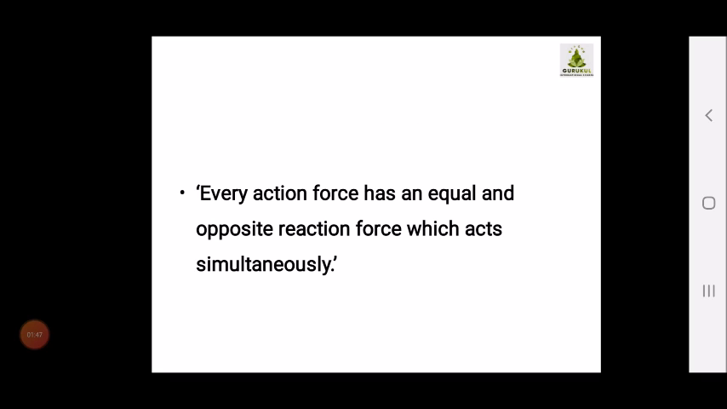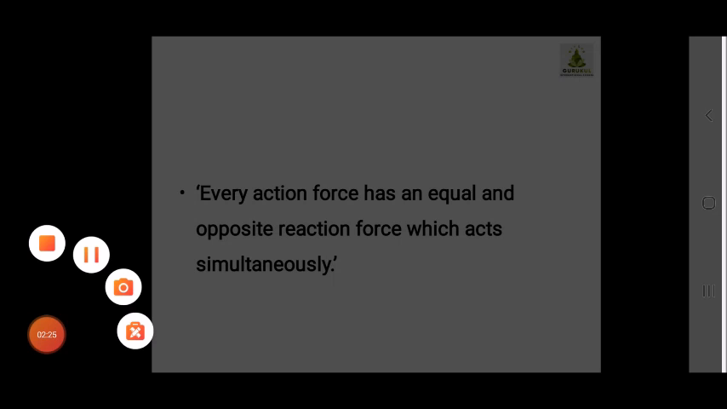Now what is the definition of Newton's third law of motion? The definition is that every action force has an equal and opposite reaction force which acts simultaneously. This definition is given in your textbook also, so you can refer to your textbook for it. Kindly revise this definition and learn it properly, and if it comes in the exam you have to write the same definition. The remaining we will look at in the next video.